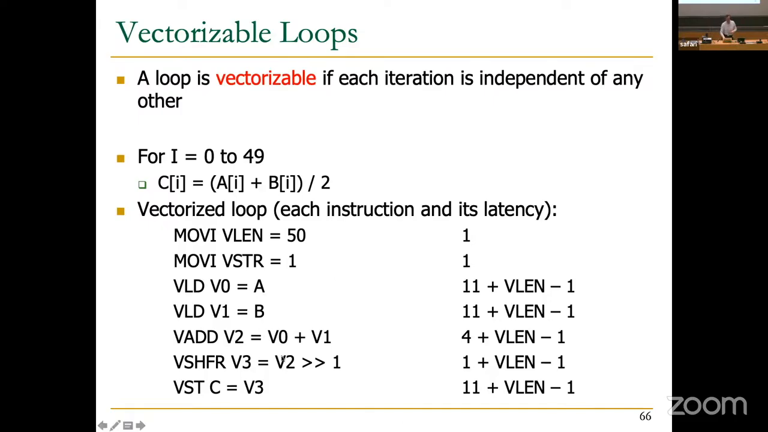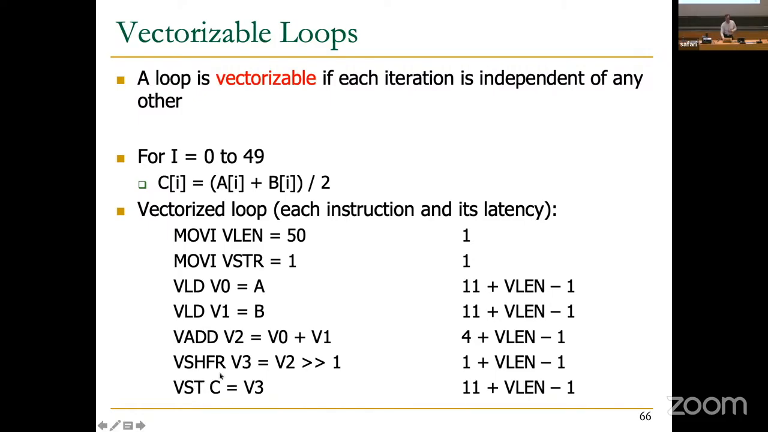And then next, you take the result that's in vector register 2, and shift each element by 1. And this takes, you can see, 1 plus 49 cycles, because the first shift finishes after 1 cycle, and then you get 49 other shift results in 49 consecutive cycles.